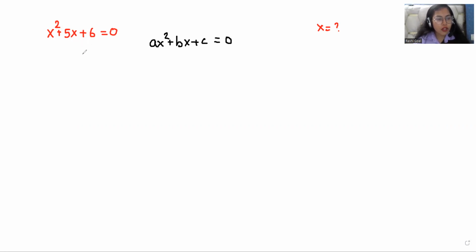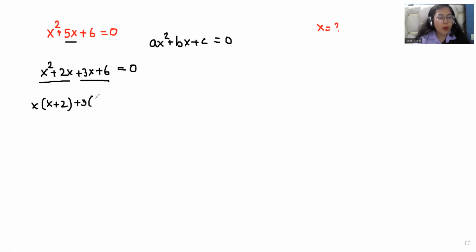So we can solve it by middle term split, that is 5x. So I can write 5x as 2x plus 3x, plus 6 is equal to 0. From the first two terms, I can take x as common, so x plus 2 is left. And from the last two terms, I can take plus 3 as common, so x plus 2 is left. From both the terms, x plus 2 is common, so x plus 3 is left, is equal to 0.